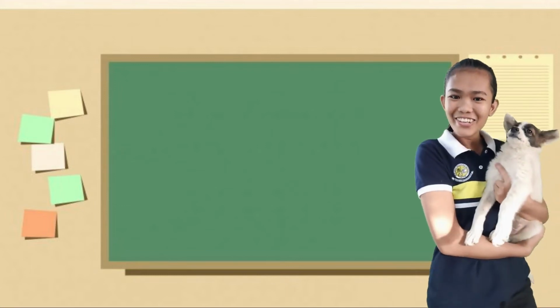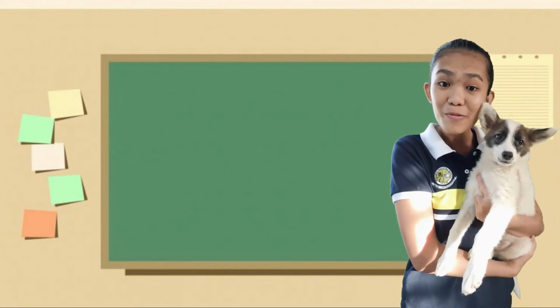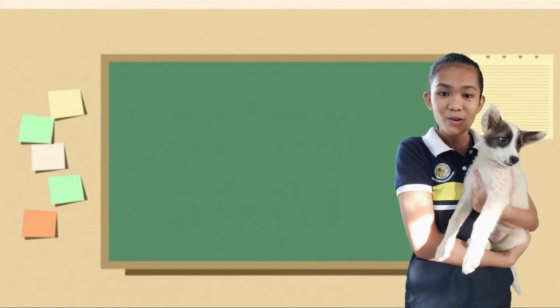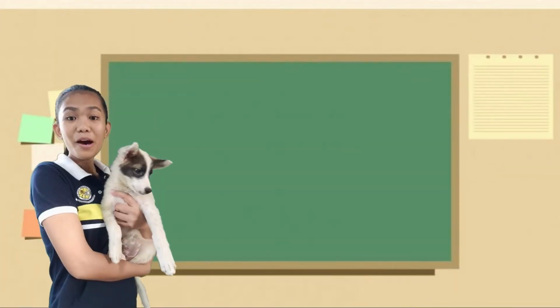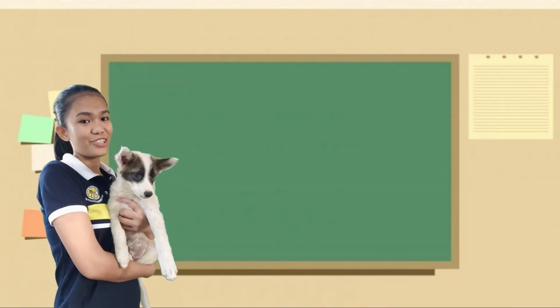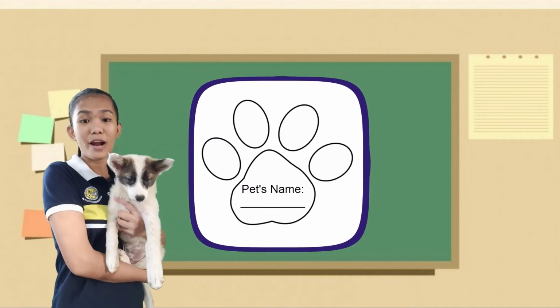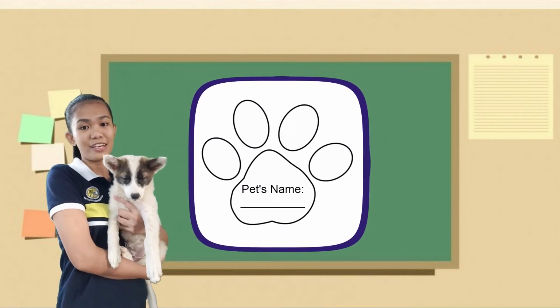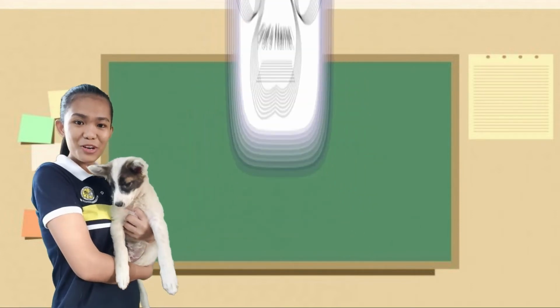Hi there! Do you have any pets? Great! What is the name of your pet? Wow! Mine is Panda. Now, I want you to take a look at the illustration beside us. On each paw, I want you to write down the physical characteristic or appearance of your pet. Also, write the name of your pet.